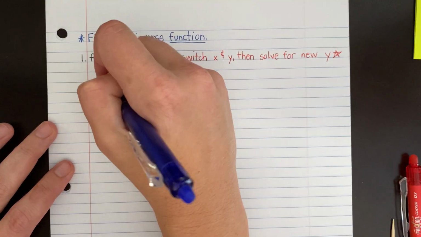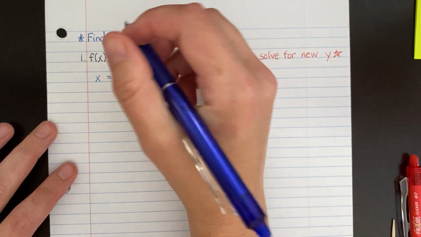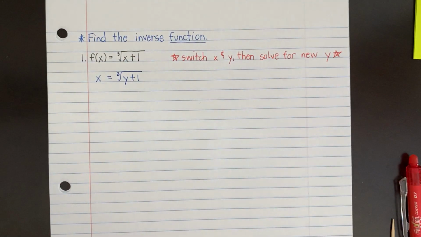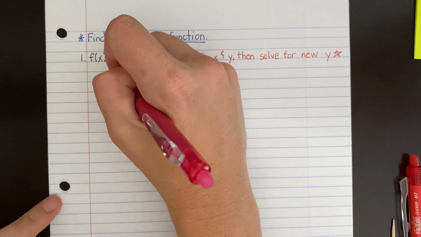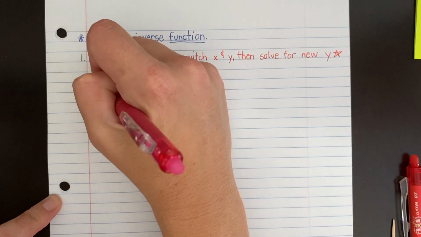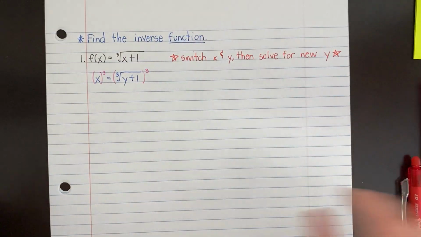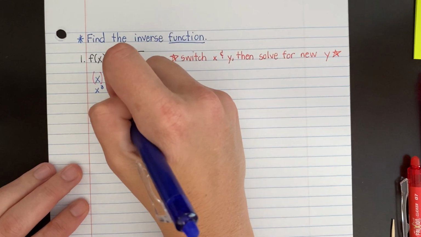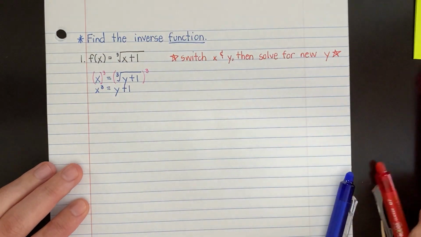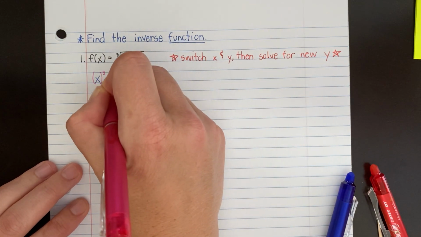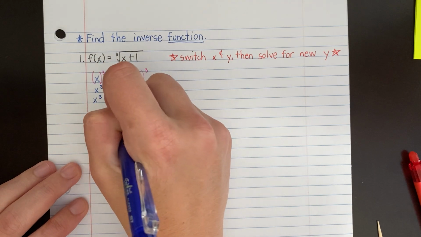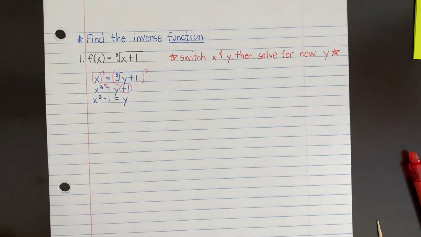So we'll call it x equals cube root of y plus 1. So I switched x and y. Now I'm going to solve for my new y. Okay, so now to get y by itself, I'm going to raise both sides to the third power. Okay, so this would be x to the third equals, this will just become y plus 1. And then I'm going to jump this plus 1 across the equal sign. So this will look like x cubed minus 1 equals y. So I've solved for my new y.